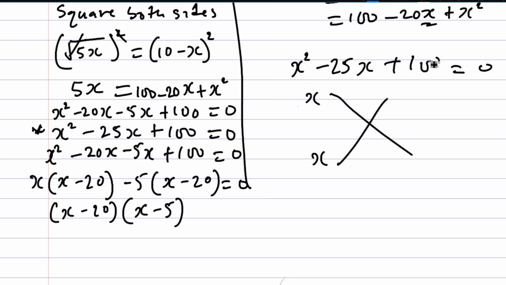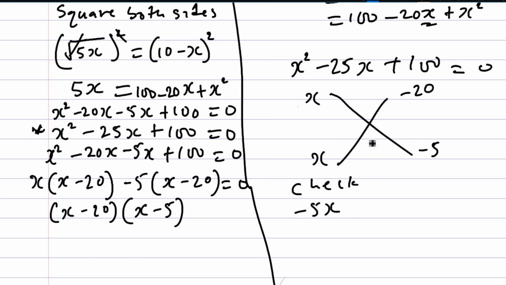X and x, so that x times x will give us back x squared. Split this one into two such that if you add them, you still get this one, which is what we have gotten as minus 20 and minus 5. Then you check if it is correct. For us to check if it is correct, we are going to do the X like this, the cross multiply.